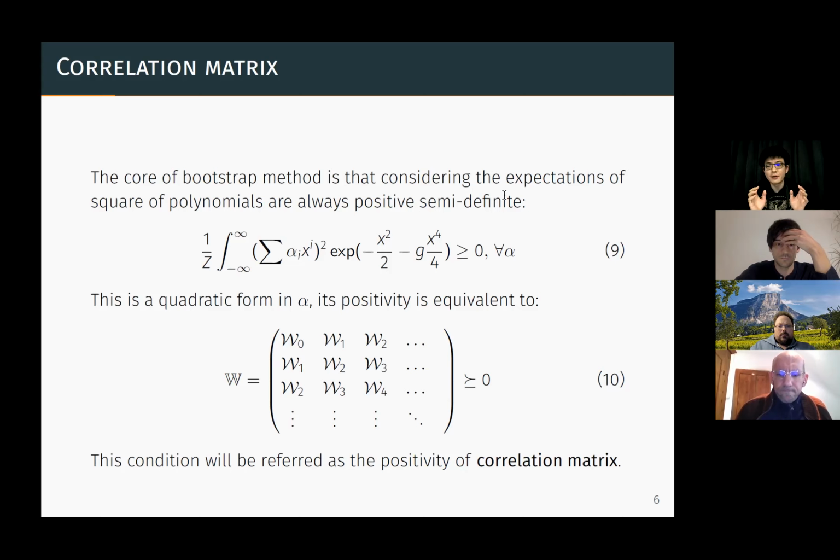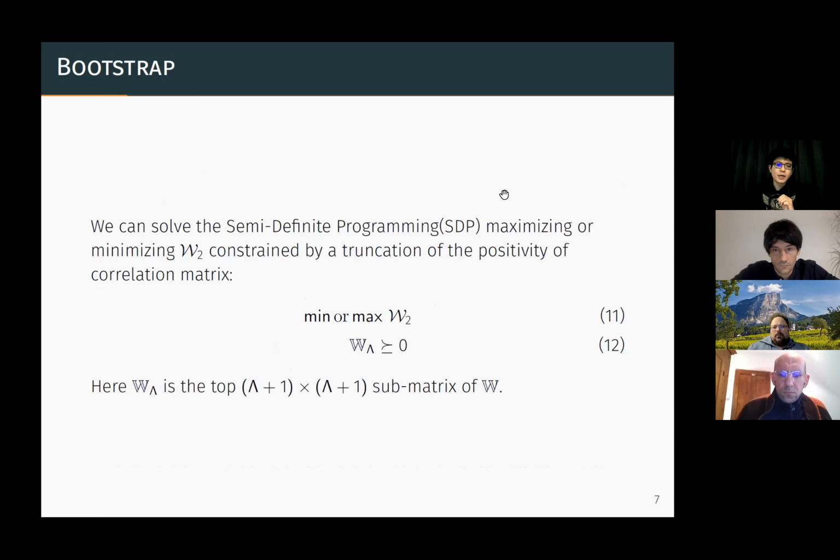So the positivity is equivalent to the positivity of the matrix of the quadratic form, which we call the correlation matrix. It is actually in the form of a Hankel matrix, and all its elements are just some moments. We know that it is positive semi-definite. So actually it is an algebraic inequality on W2. So we want to know how this works.